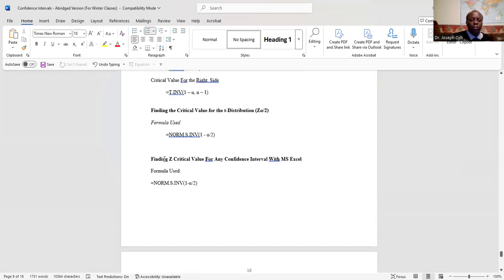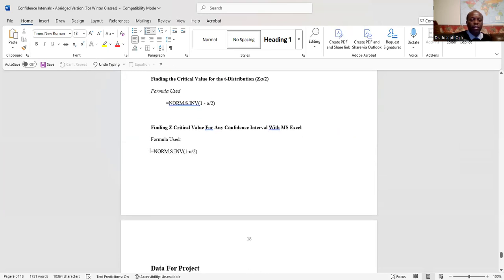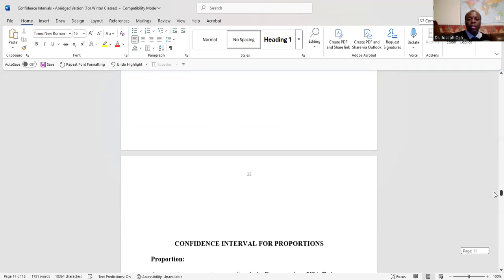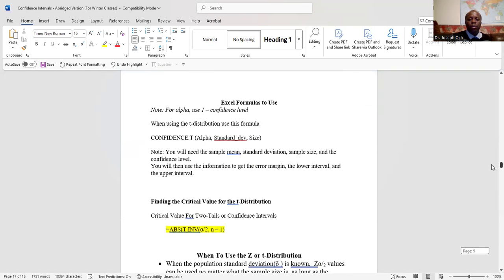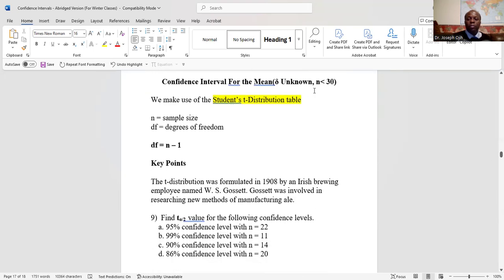Sorry, not this one. Yes, this is for finding the NORM.S.INV right here. Let me make it bigger and highlight it. In that case, we use NORM.S.INV, then parenthesis, 1 minus alpha over 2. That is if the sample size is large and we know the value of the population standard deviation. But that's not what we are doing now. The one we're doing now is where the sample size is small, and we don't know the value of the population standard deviation.